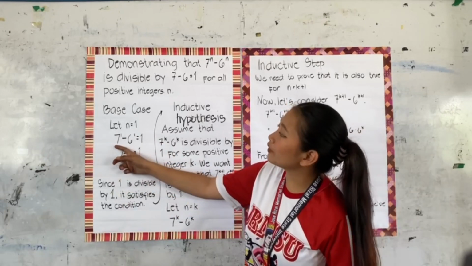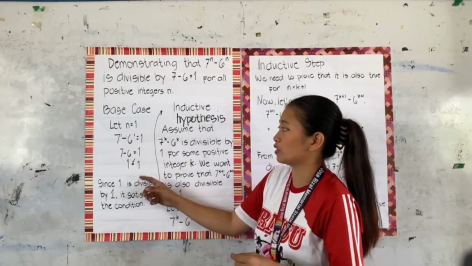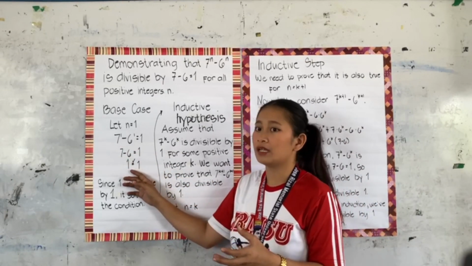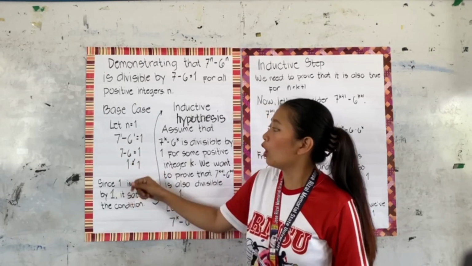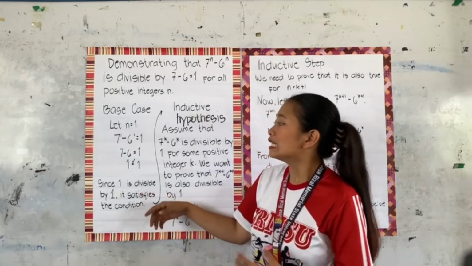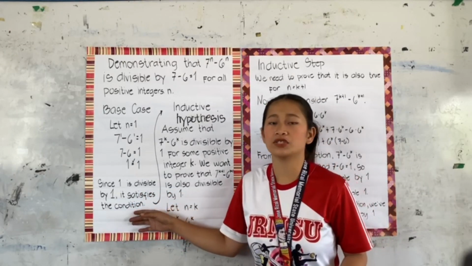So, 7 raised to 1 minus 6 raised to 1 is equal to 1, and 7 minus 6 is equal to 1. So 1 is equal to 1. So the base case is true. Since 1 is divisible by 1, it satisfies the condition.